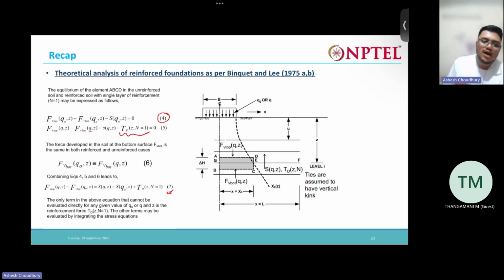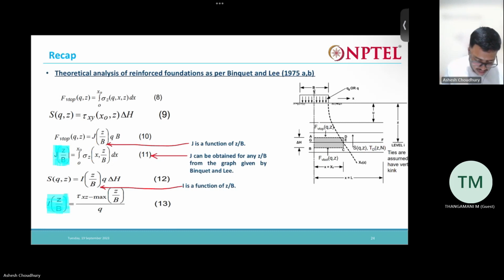So what we will do is use all the other terms to obtain this reinforcement force, that is TT. Now you can see here the V top is given by integration of sigma z dx. Obviously, sigma z is the vertical force that is acting. So this will be the integration from 0 to x naught of sigma z, which gives us the top force that is acting.